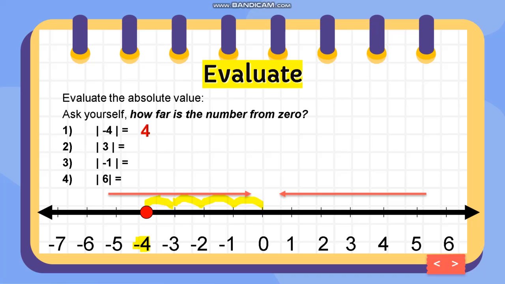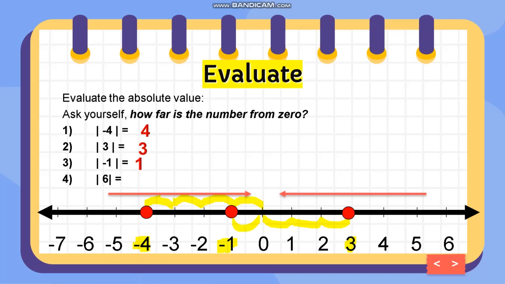Next is absolute value of +3. +3 is this. So what is the distance from 0? From here, we have 1, 2, and 3. The distance is 3, that's why the absolute value of positive 3 is 3. Another example is negative 1. Where is your negative 1? This is your negative 1. What is the distance from 0? From 0 to negative 1, that is only 1. That's why the answer is 1.